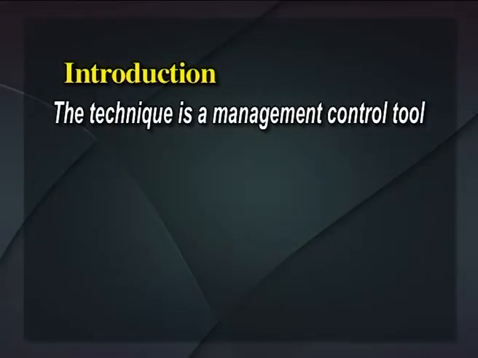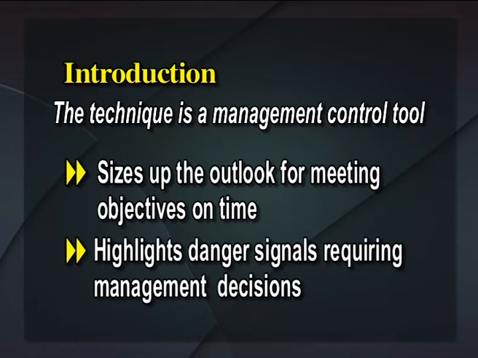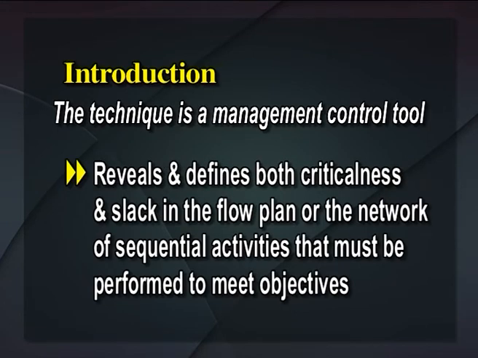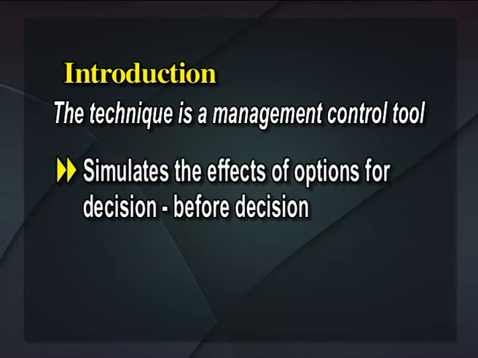The technique is a management control tool that sizes up the outlook for meeting objectives on time, highlights danger signals requiring management decisions, reveals and defines both criticalness and slack in the flow plan or the network of sequential activities that must be performed to meet objectives, compares current expectations with scheduled completion dates and computes the probability for meeting scheduled dates, and also simulates the effects of options for decision before decision.